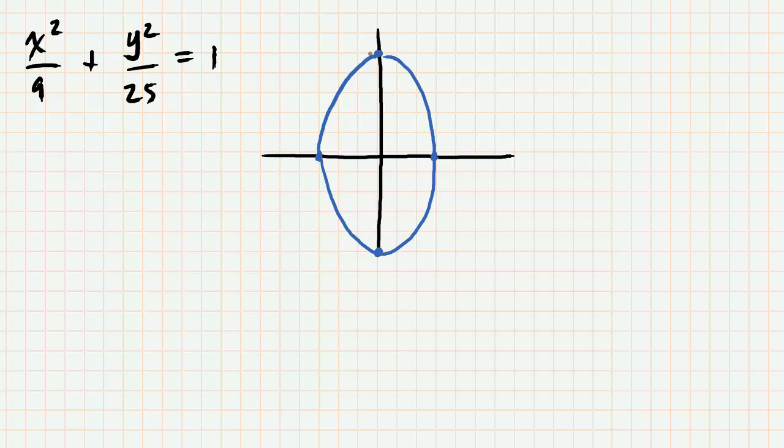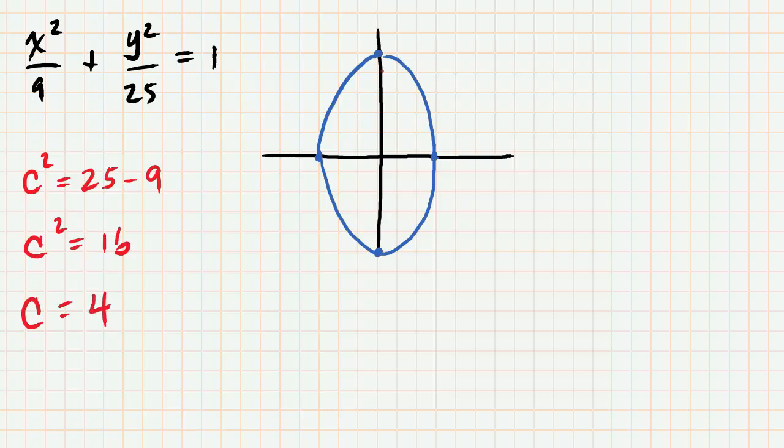And now if we want to find the foci, the way we find the foci is to figure out what the value c is. C is going to measure the distance from the origin out to a focus. So c squared will equal the difference in the denominators. And c is always a positive number, so I'll take the positive square root.